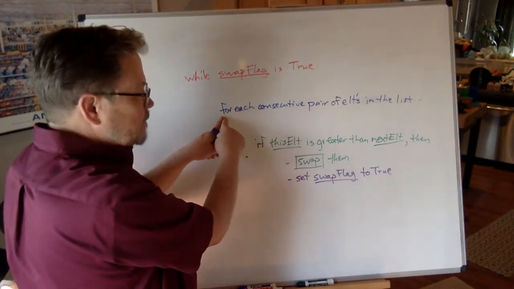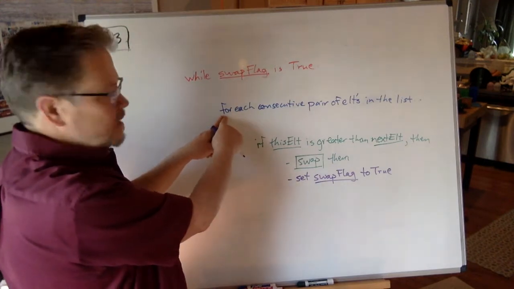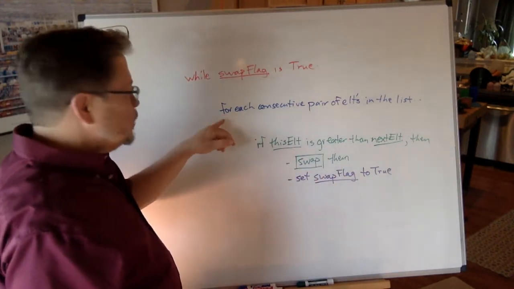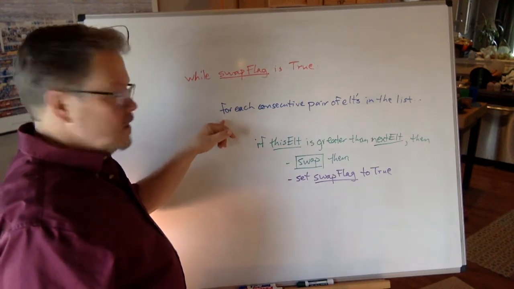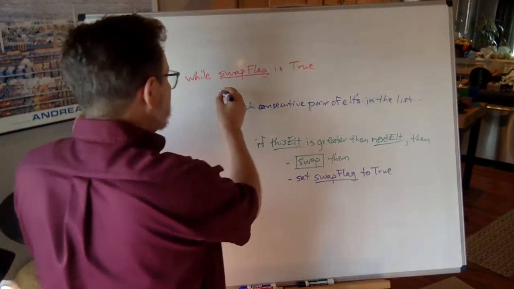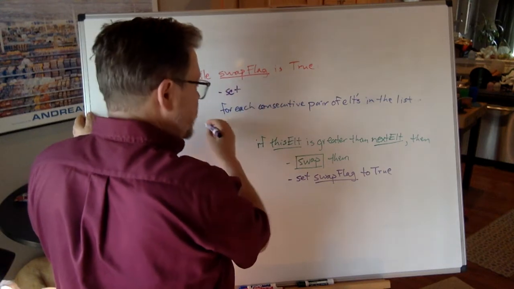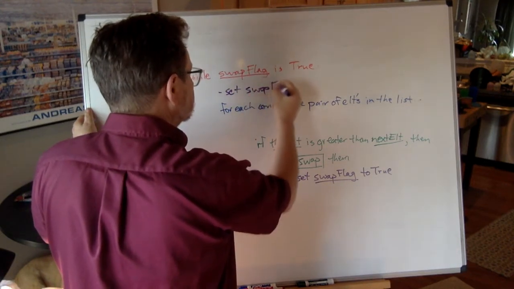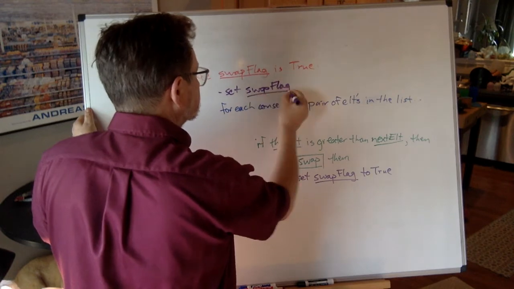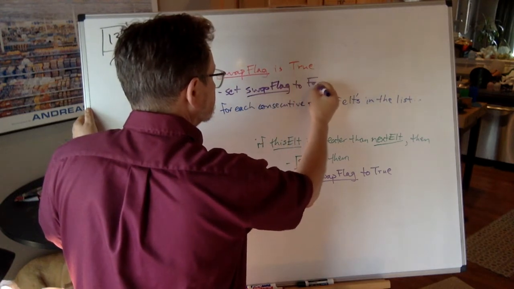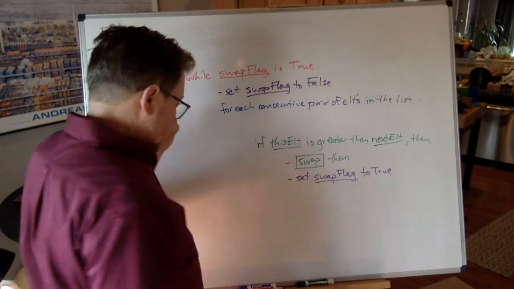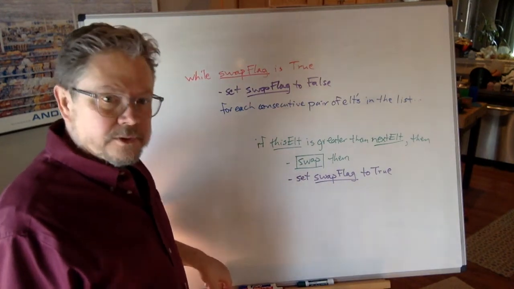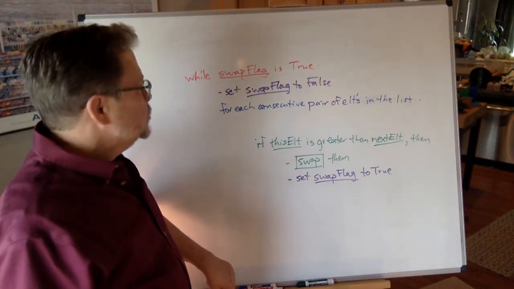This time through the list starts right here, for each consecutive pair, starting at the very first one. So here's where we start going through the list. So it's right before that I need to set swap flag to false. And that's such an important point. I'm going to say it again: set swap flag to false.